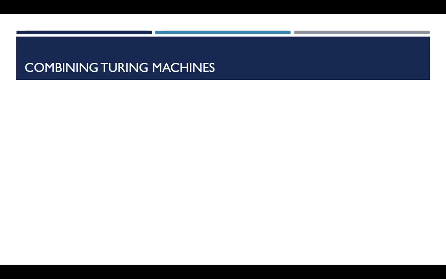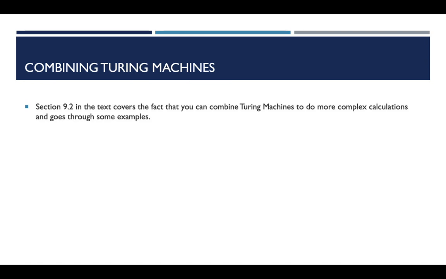So the next thing in the text is section 9.2. It's a very short section about combining Turing machines. And the idea here is you can combine Turing machines to do really complex calculations if you want to. You can build one Turing machine that's an adder, you can build another Turing machine that's a multiplier, and you can combine all those things together to the point that you have effectively a calculator of Turing machines.